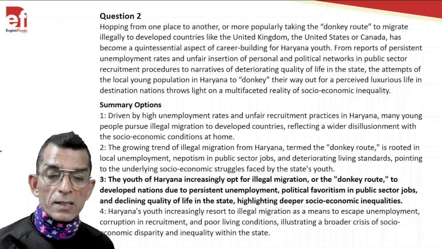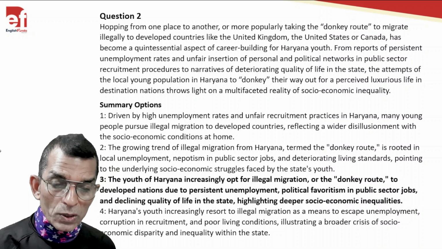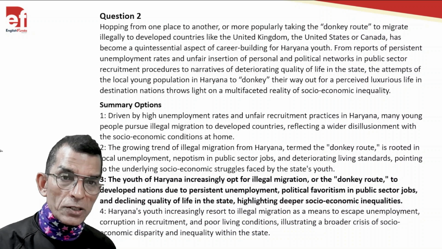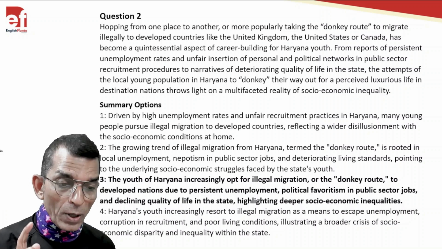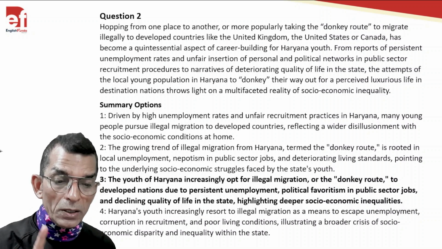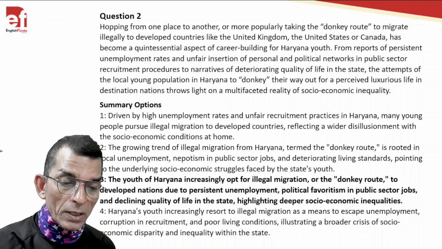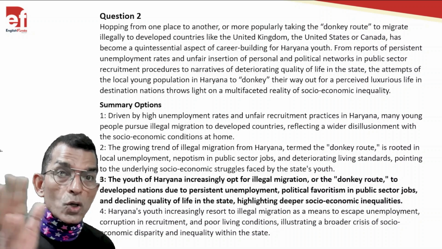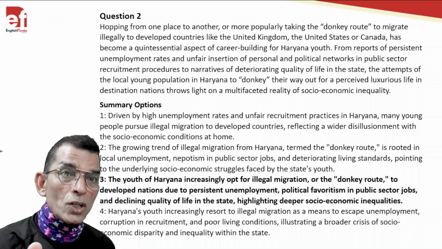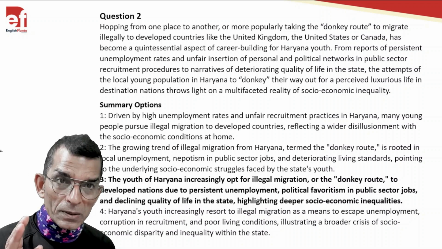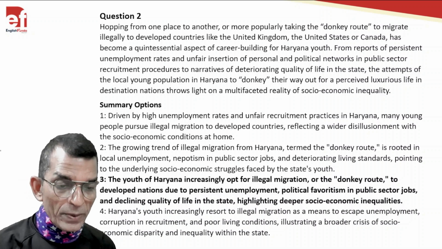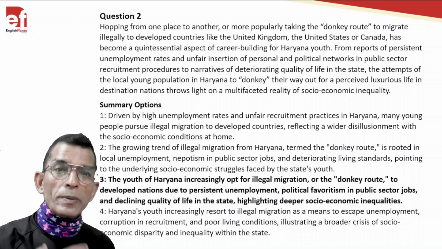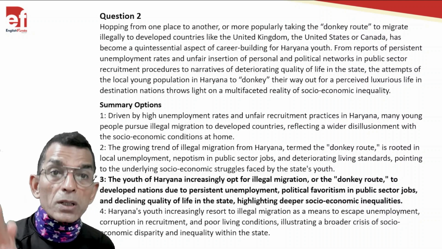So, which one is the correct answer? The correct answer is the third. Read it. The youth of Haryana increasingly opt for illegal migration, or the donkey route, due to persistent unemployment, political favoritism in public sector jobs, and declining quality of life in the state, highlighting deeper socio-economic inequalities. All the points that are there in the passage also figure in here. Nepotism is there, declining quality of life, they want a better life. And there are socio-economic inequities, that is also there. So third is the correct option.